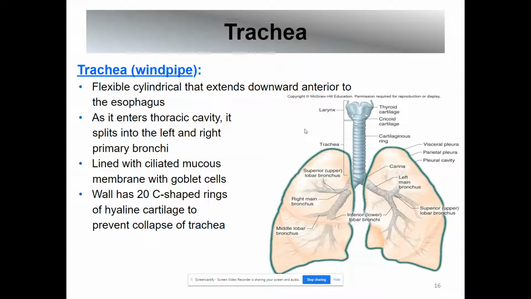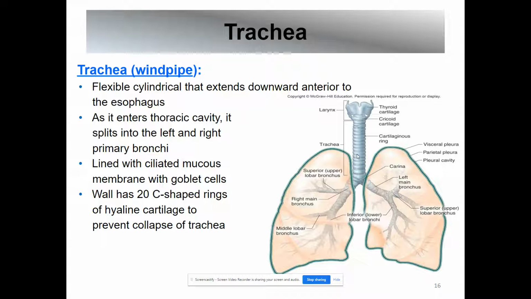As it enters the thoracic cavity down here, it's going to branch into the left and the right bronchi. Bronchi is plural for bronchus. If we take a look at the left side, we're going to have the left bronchus, but if we looked at both of them, we'd say the left and right bronchi.